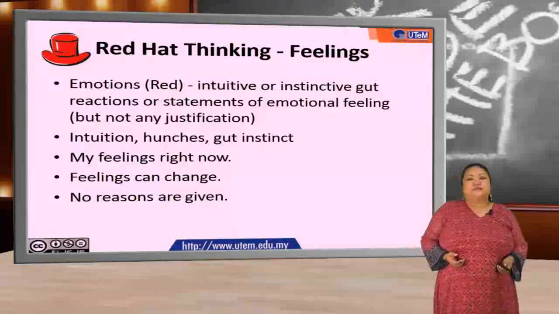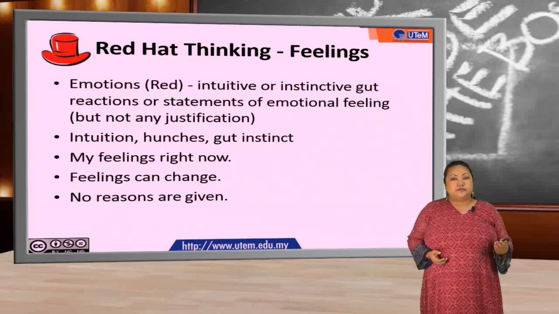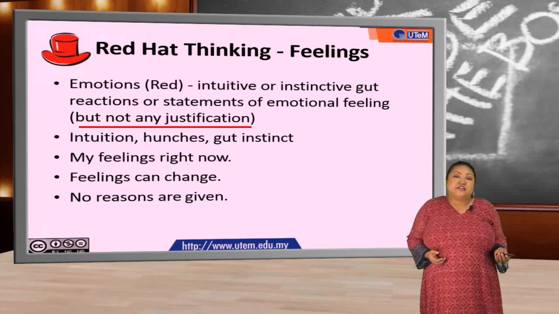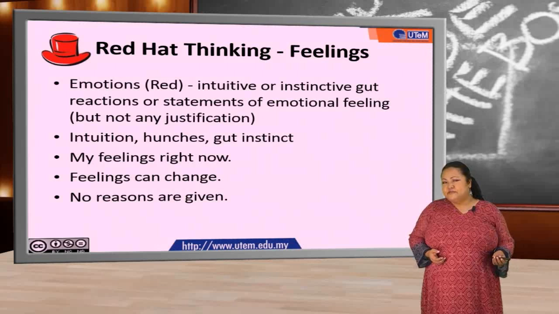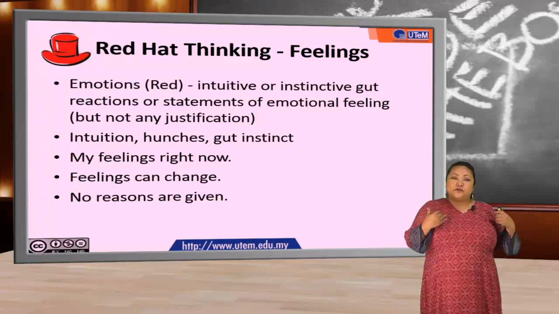Next is the red thinking hat. The red thinking hat is all about feeling. It's all about gut reaction, intuitive and visceral reaction, or statements of emotional feelings. And you don't have to provide any justification. Why do we need this? Sometimes when we have to do something and we don't like to do it, it helps if we can express how we feel. Oh, I really hate this. I don't want to do this. But then you know you have to do it. But because your feelings are expressed, you're like, okay, fine, I'll do it. So this is basically that.